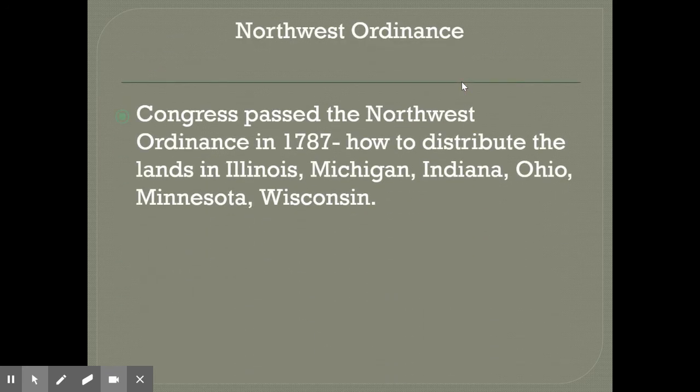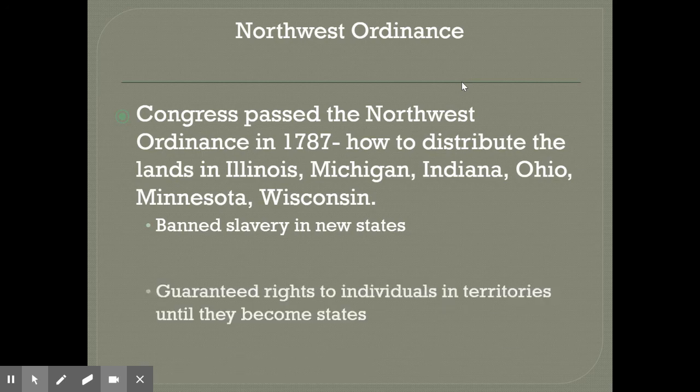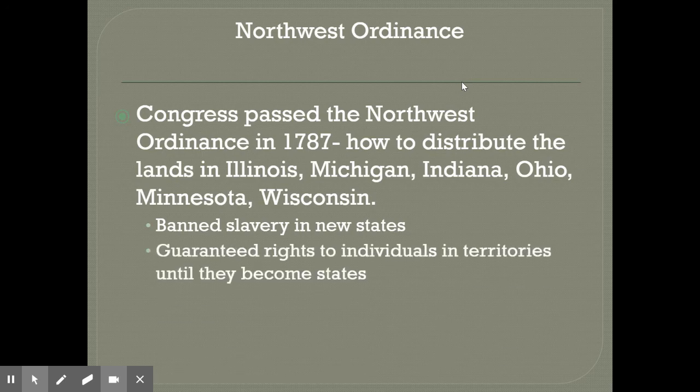Northwest Ordinance. So Congress passed the Northwest Ordinance in 1787, and this was how to distribute the lands in Illinois, Michigan, Indiana, Ohio, Minnesota, and Wisconsin. This banned slavery in new states. So slavery was starting to become a huge issue even back then. It guaranteed rights to individuals and territories until they became states.